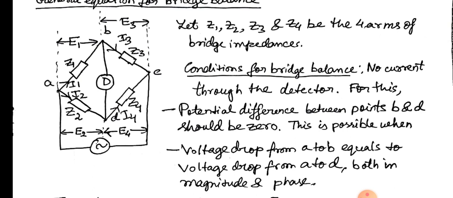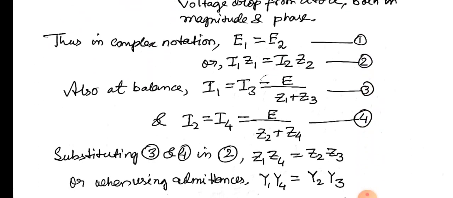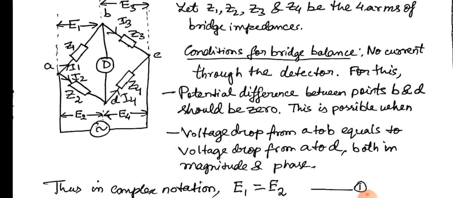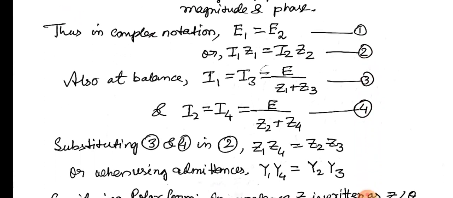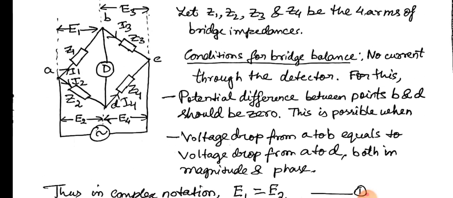So in complex notation, E1 is equal to E2. You see the figure. E1 should be equal to E2 so that there is no current through the detector. E1 can be replaced by I1 Z1 equals I2 Z2, and also at balance I1 should be equal to I3, meaning the same current I1 that is flowing through Z1 should be the current flowing through Z3.